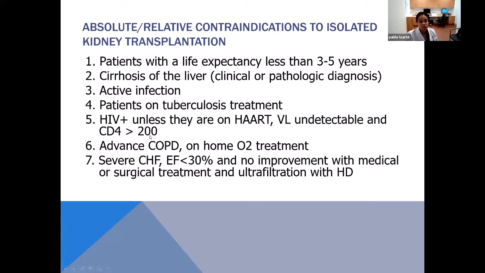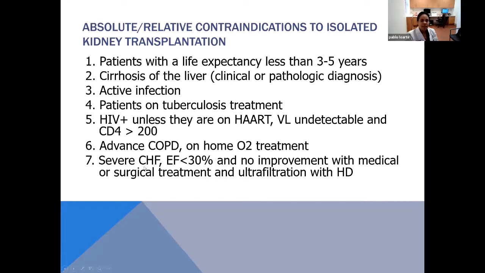For HIV patients, their HIV has to be controlled, the viral load undetectable, and the CD4 count has to be greater than 200 for them to be eligible. If they have a CD4 less than 200 or detectable viral load, they will not be eligible for transplant. If a patient has advanced COPD requiring home O2 treatment, that is an absolute contraindication. They could potentially get a kidney if they are eligible for a lung transplant. So they could get a combined lung kidney transplant.